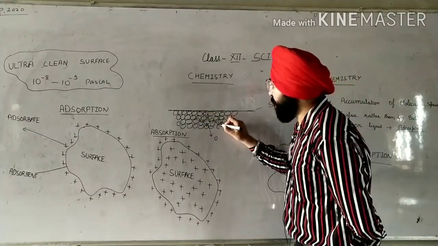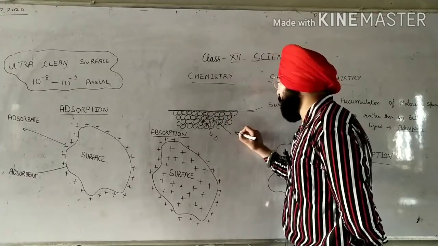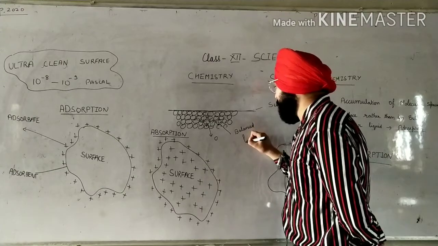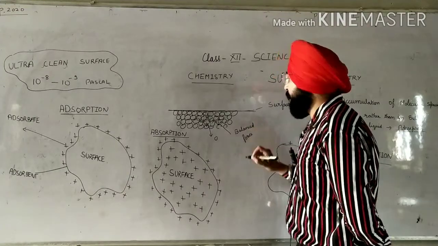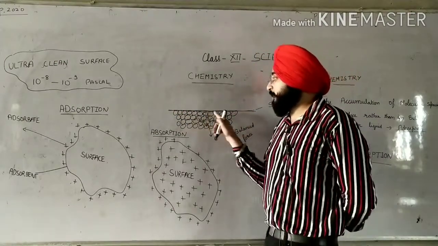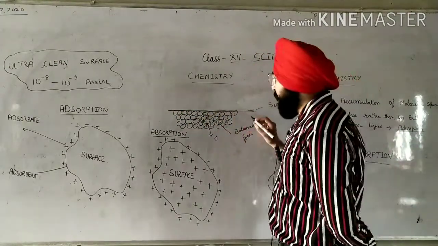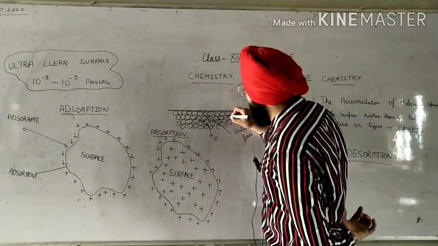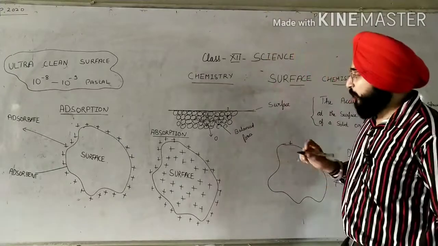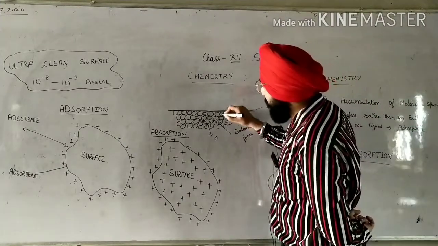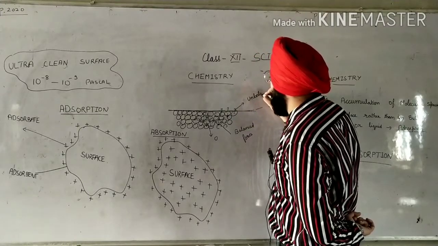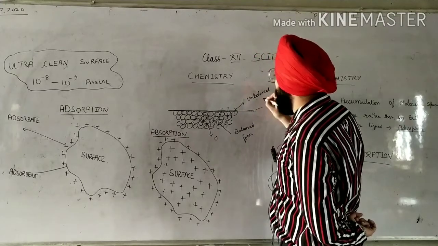Every force is balanced, so we can say these are the balanced forces. But in the uppermost layer, you can see this layer, the downward force is not cancelled by any upward force. So these are unbalanced forces.